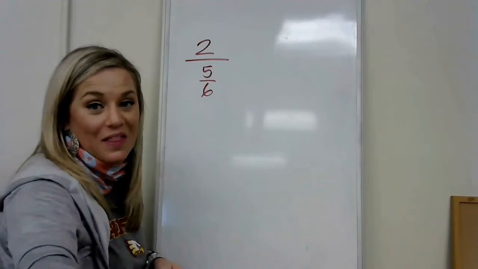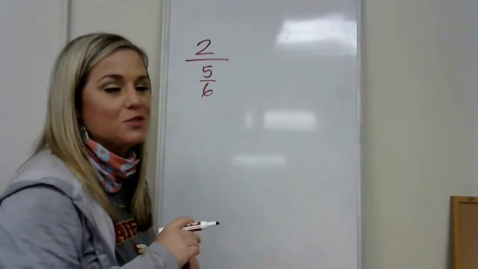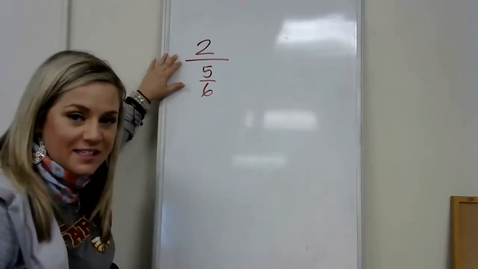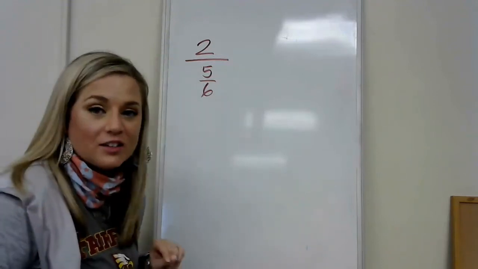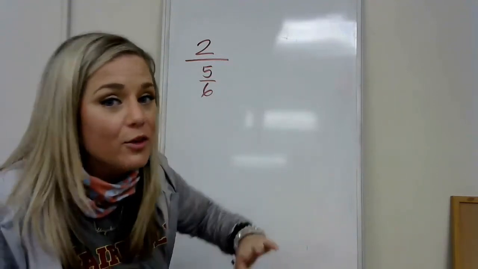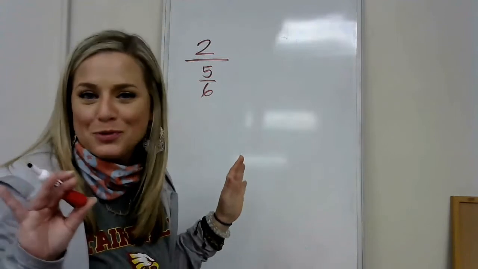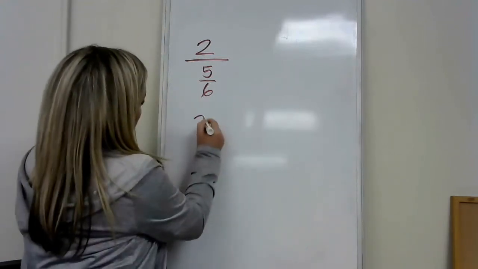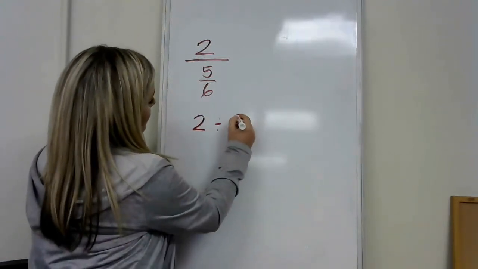2 divided by 5/6. Okay, last one, and then we'll do a couple more fraction ones. So again, we're going to look at this as division. Dividing fractions, don't ask why. Flip the second number and multiply. Super easy. Okay, so we have 2 divided by 5/6.